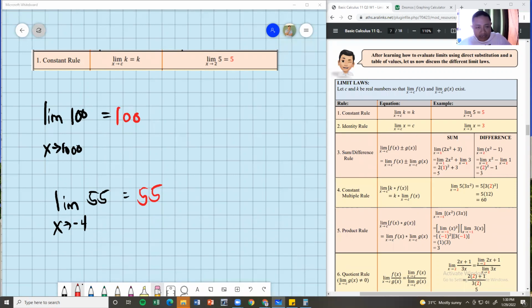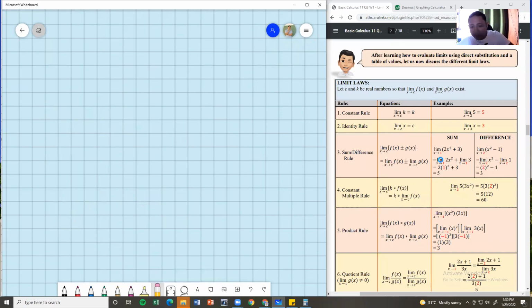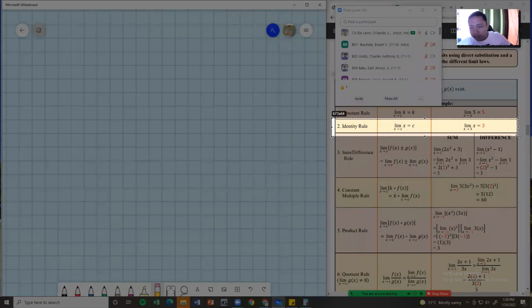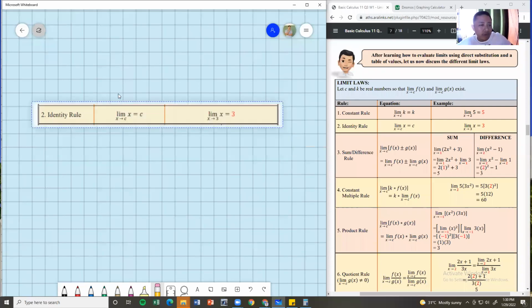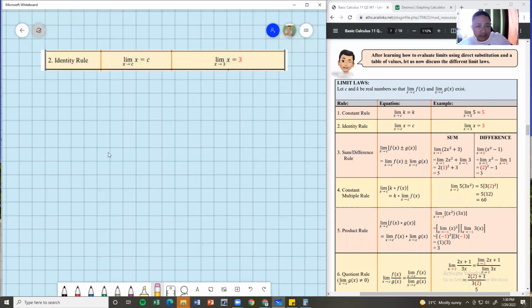The next one is the identity rule. What do we mean by identity rule? When we say identity rule, this time, when x is what's given, with nothing else but only x, then by direct substitution, you will automatically get the value for your limit. Because it's only x.